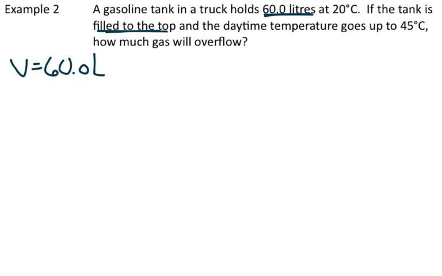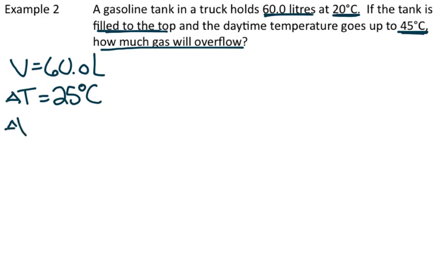The delta T, the change in temperature, is not 20 degrees Celsius because that's just what temperature the tank is in the morning. The change in temperature is also not 45 degrees Celsius because that's what it goes to. The change in temperature is what it takes to go from 20 to 45, which would be 25 degrees Celsius. I want to know how much gas will overflow, so what is the change in the volume?